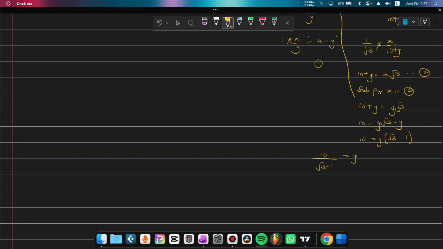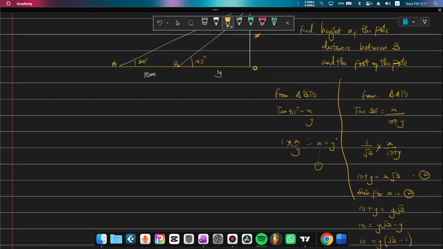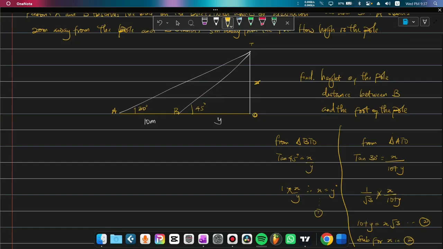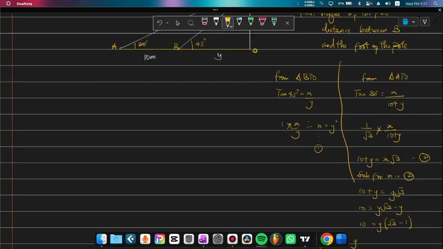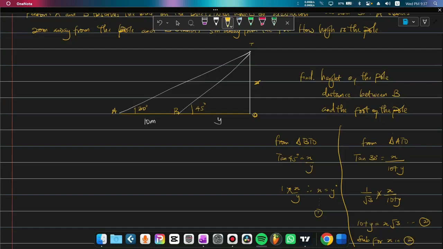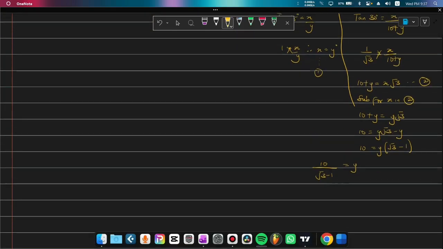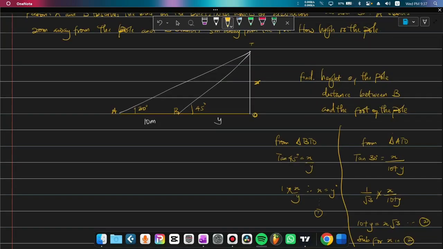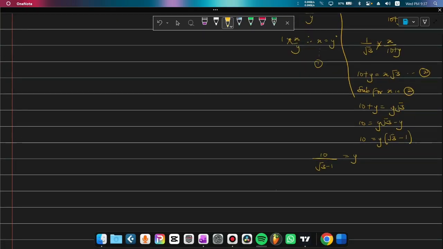You could do this in your calculator to get decimals, but we want to avoid decimals while working with special language, because they give you special language for a reason. Now, what did they ask us to find? Y. Automatically, we have found y, the distance between B and O. But we can't leave a surd at the bottom. We always have to rationalize.